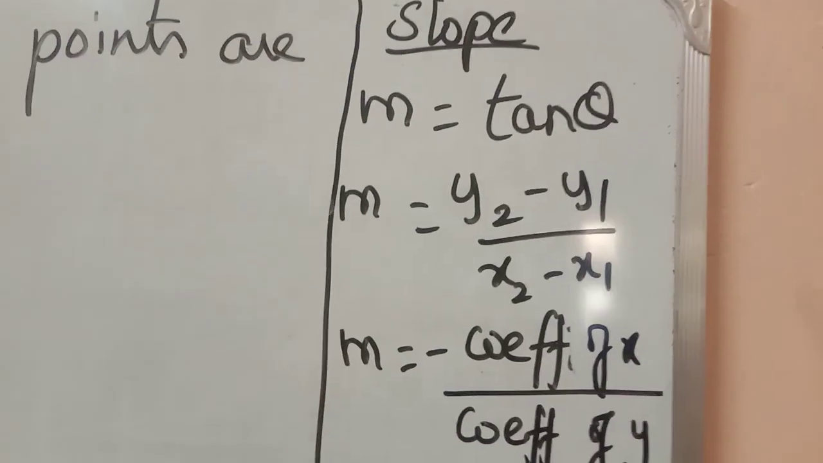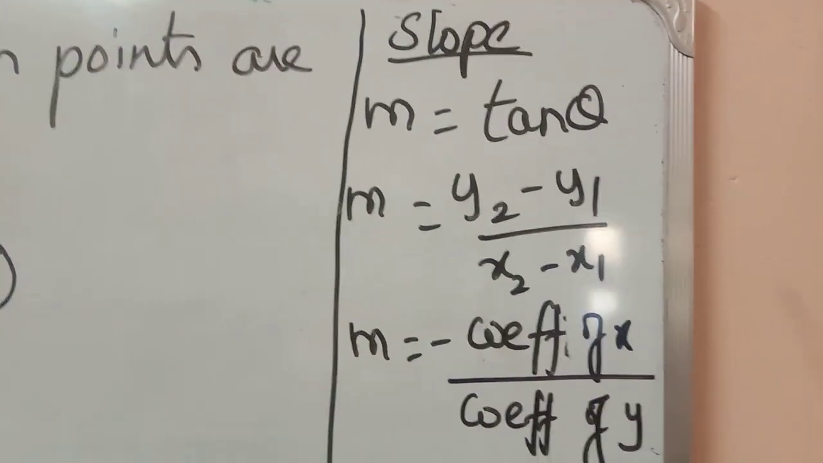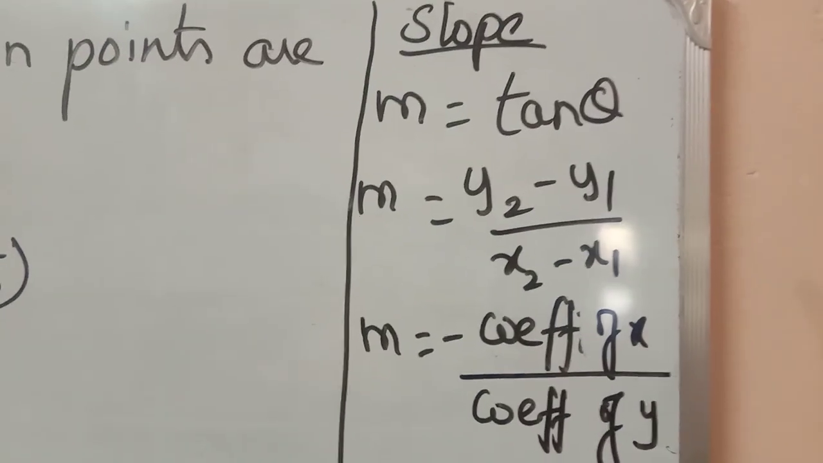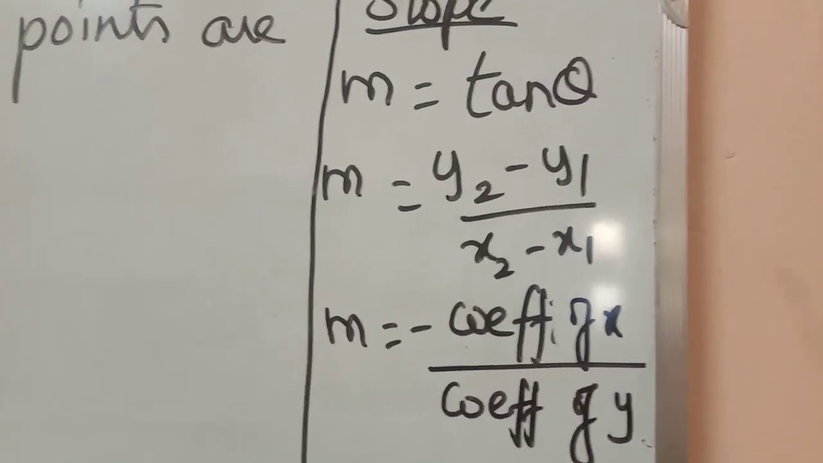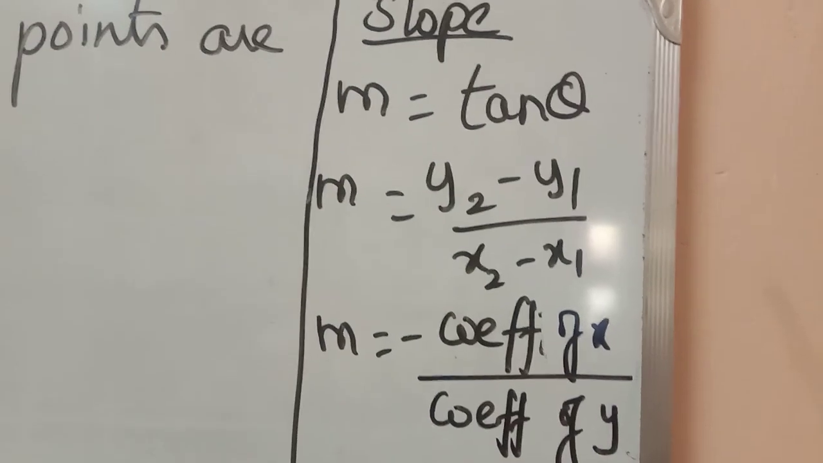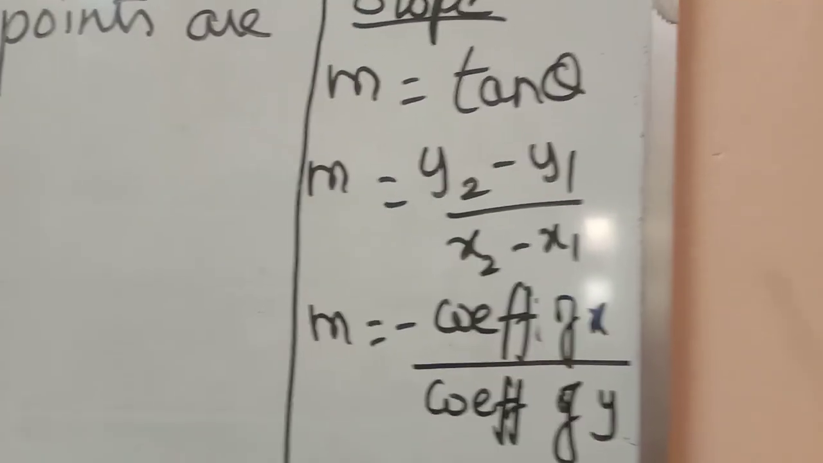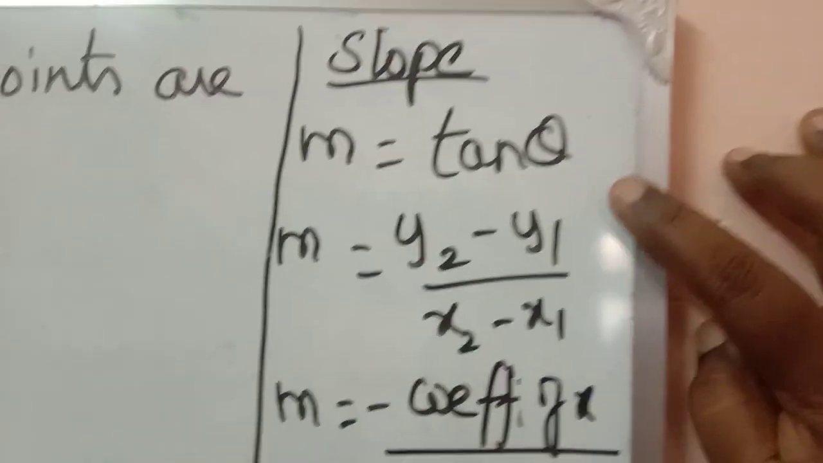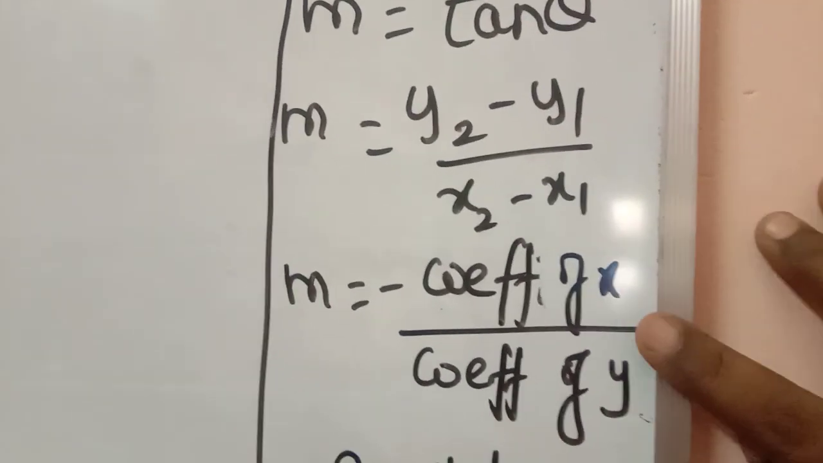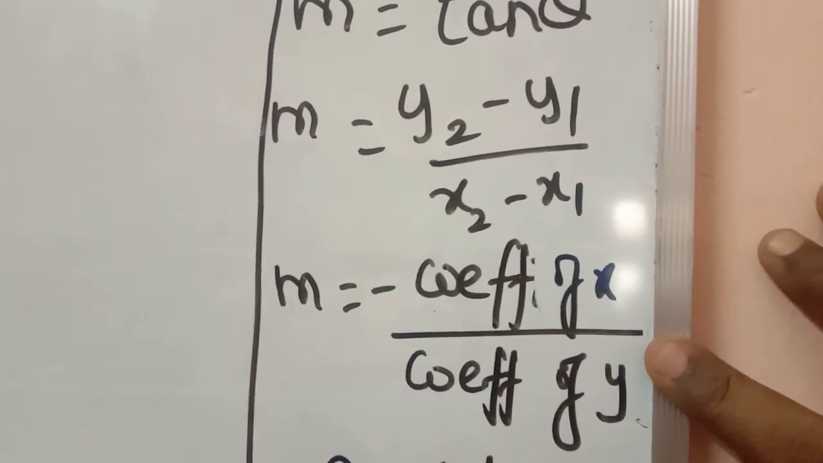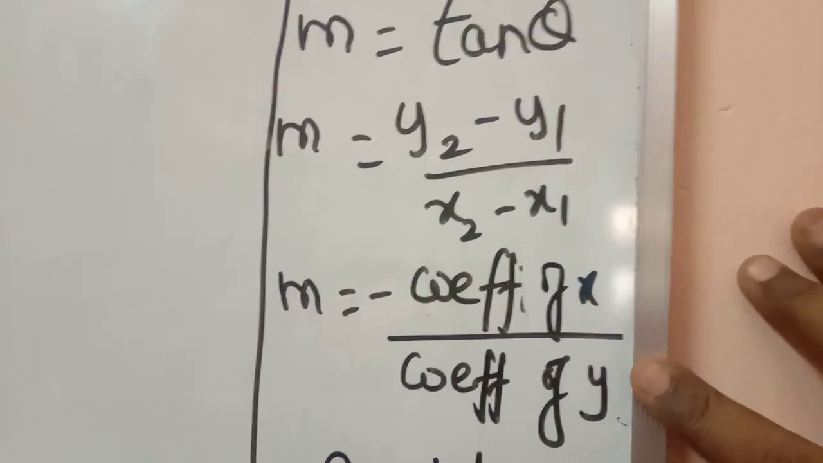So these three are the formulas for slope. I told you already. Write these three formulas in the right hand side at the top corner. It will be easy for you to learn the formulas. Now slope formula: m is equal to tan theta, y2 minus y1 by x2 minus x1. Again slope m is equal to minus coefficient of x by coefficient of y.